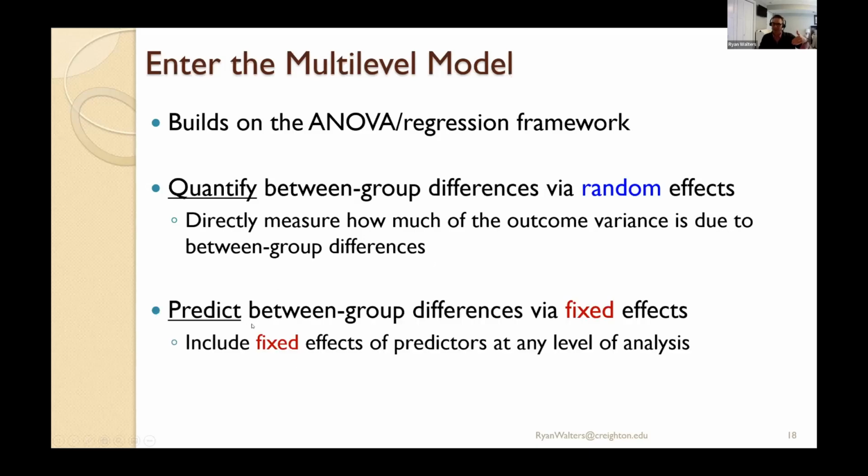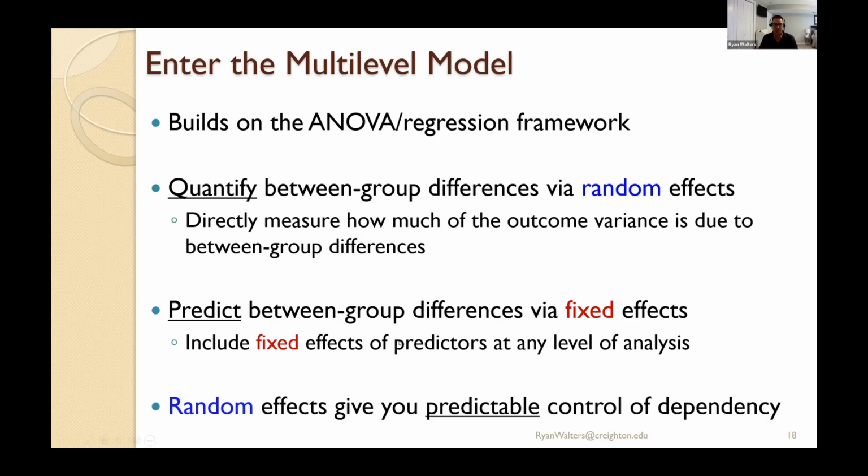You can then start predicting those differences with predictor variables via their fixed effects. And we can include fixed effects at any level of analysis. So we can quantify how much of the variability in outcome is between states. And now, once we have that random effect variance, we can go ahead and predict or explain, reduce that random effect variances using unemployment, using right to work state, or any other state level data you might have available to you. So again, random effects give you that predictable control of that excess correlation, while also providing you with less wrong standard errors, as they should.